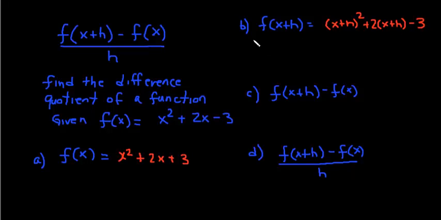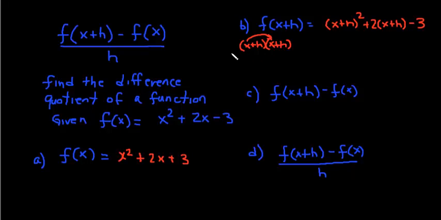We see that. Now, we're going to have to FOIL this because a lot of times students make mistakes and say x squared plus h squared. No, that wouldn't be correct because you actually have to multiply this twice because the exponent says so. So we're going to FOIL this. X times x is x squared.